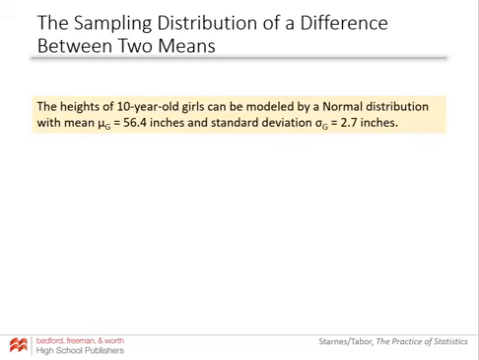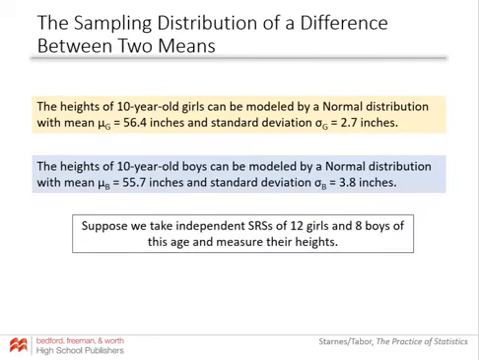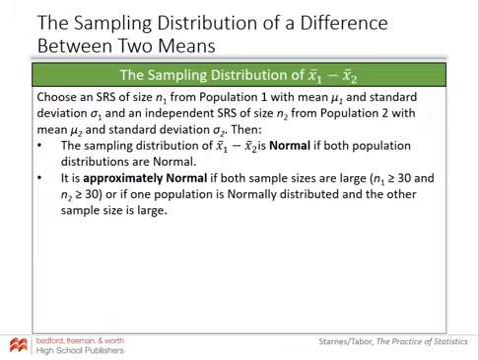We have the heights of 10-year-old girls and then the heights of 10-year-old boys, that mean and standard deviation. And then we're gonna take independent, simple random samples of 12 girls and 8 boys. And let's talk about what that sampling distribution is gonna look like.